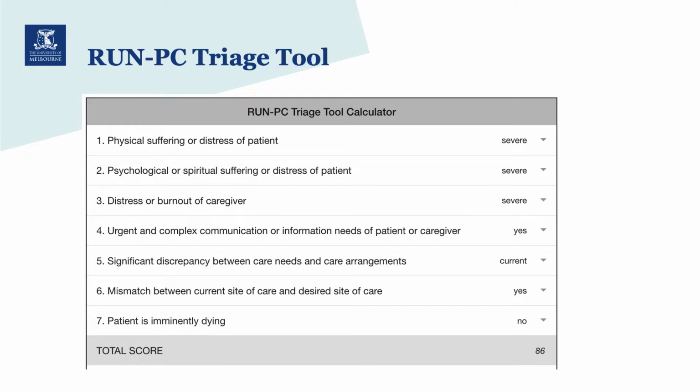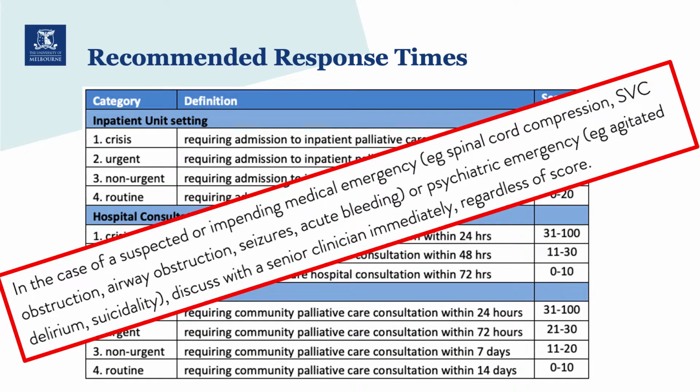I said no for imminently dying. He's certainly deteriorating and maybe deteriorating rapidly, but it sounded as though he hadn't entered that final phase yet, but could do fairly quickly. So overall, that gives it a very high score of 86. But I would also say that he would meet that emergency caveat.